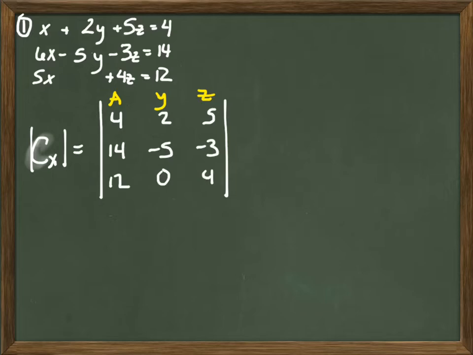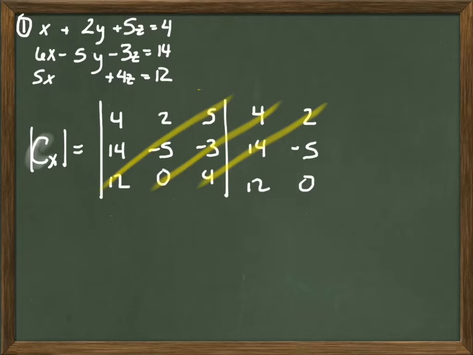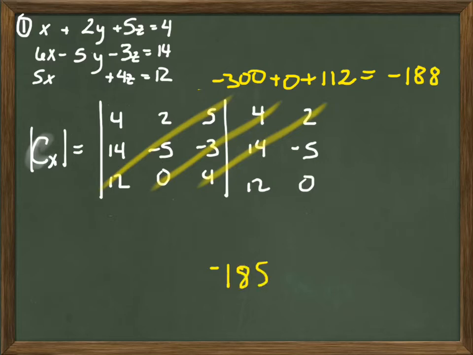And then the last thing we're going to have is the first 2 columns repeated, 4, 14, 12, and 2, negative 5, 0. Now I'm going to do my ups. So when I look for my up diagonals, I have 3 of them. The first up diagonal is going to give me a negative 300. The second up diagonal is that 0 diagonal. And the third is going to give me a positive 112 when I multiply. So when I combine those, I get a negative 188. So we're going to end up subtracting that here in a second.